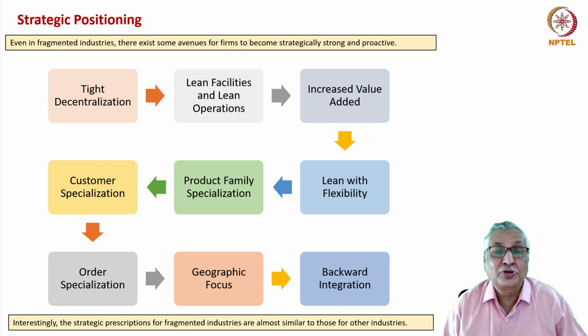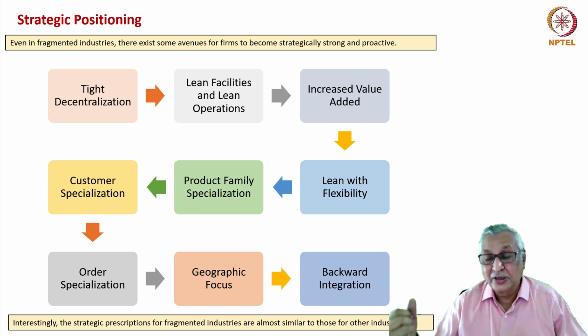Secondly, you should have lean facilities and lean operations. You need not, like a mainstream company, equip yourself for the peak demand. Rather, you look at an average demand situation, and you set up your facilities and operations to match that. And in case you see higher demand, you will be able to get your requirements from another entity.